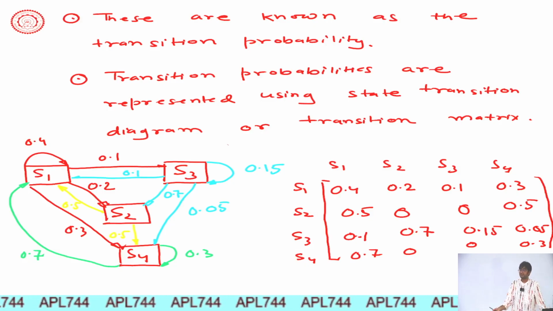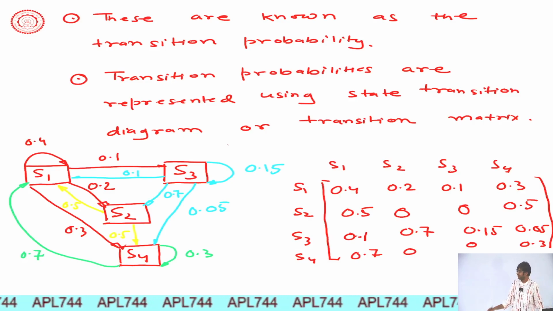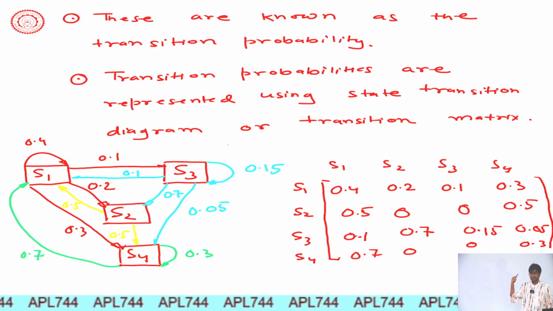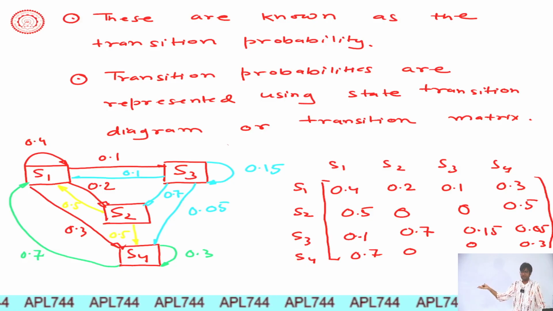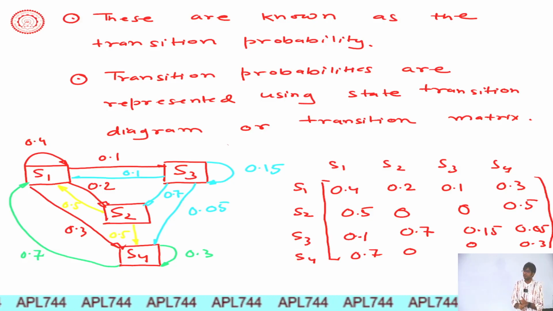This is not a symmetric matrix as we often encounter. Okay, and there can be many zeros. In this case there are not, but in most cases you will find many zeros in this, because you are often restricted that from this state you cannot go to some of the states. Okay, so this is known as the transition matrix.